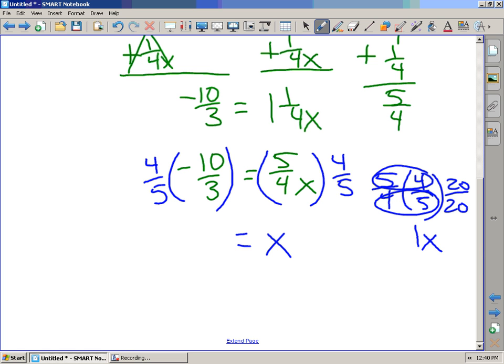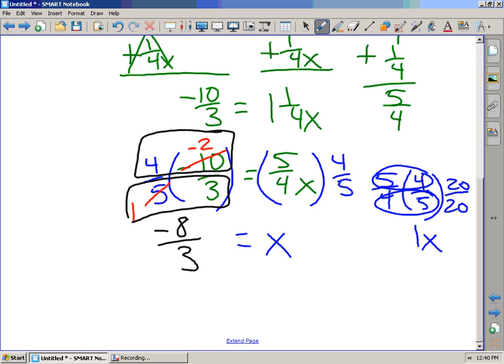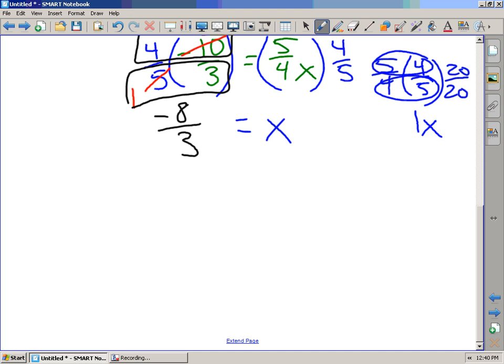On the left side, I'm going to cancel. 5 and -10 have a common factor of 5. 5 divided by 5 is 1. -10 divided by 5 is a -2. And then I'm going to multiply across, like you normally do with fractions. 4 times a -2 is a -8. 1 times 3 gives you 3. So my answer is x equals -8/3, or I could write this in another form as a mixed number.